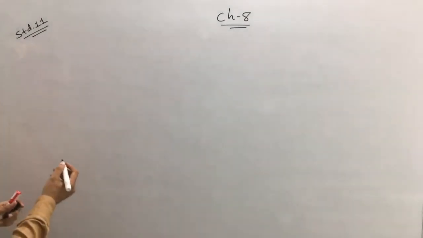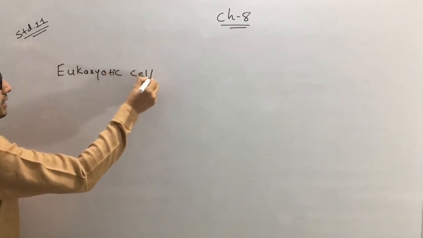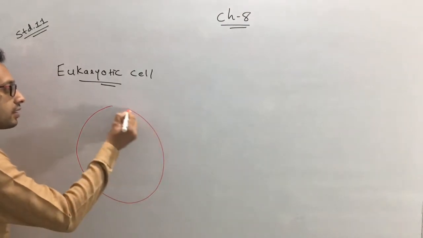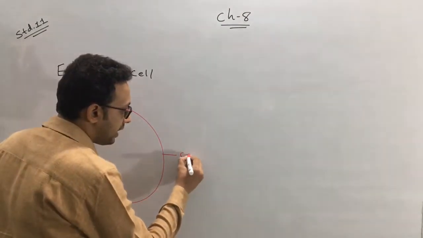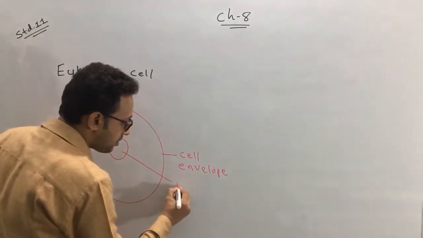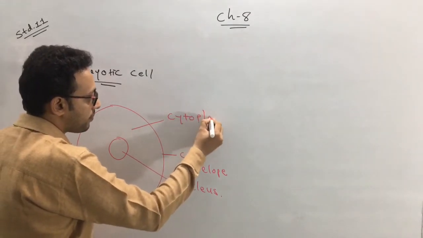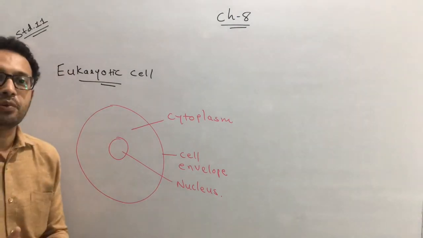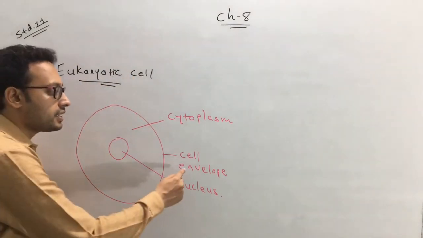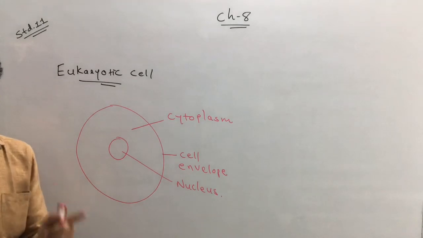As we have discussed many times, the eukaryotic cell, like any other cell, consists of three components. These are the three basic components you can find in any cell. First is the cell envelope. Second, you can find in the center the nucleus. And the third thing you can find is cytoplasm. So the eukaryotic cell also possesses these three components: cell envelope, nucleus and cytoplasm, like the other cells. We will discuss each one by one.